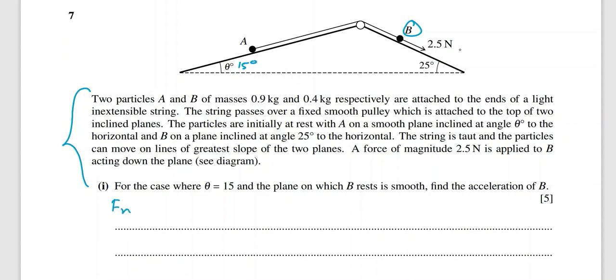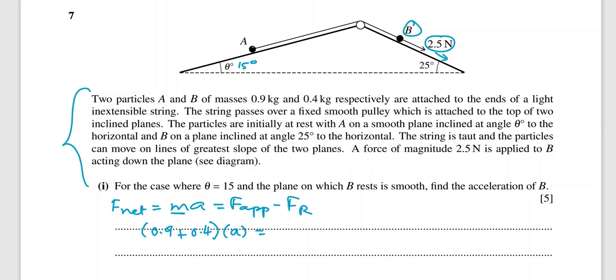We know that F net equals MA, which is equal to force applied minus force of resistance. M, because we are taking both of them together, so we will take the mass of both. 0.9 plus 0.4 is the mass of both the particles, and acceleration we want to find out. Applied force, because we want it to move in this direction, 2.5 becomes one of the applied forces, but there will be a second force in this direction, which will be the x component of the weight of B. Weight of B is how much? 9 newtons. No, sorry, 4 newtons. So this will be 4 sine 25 degrees.